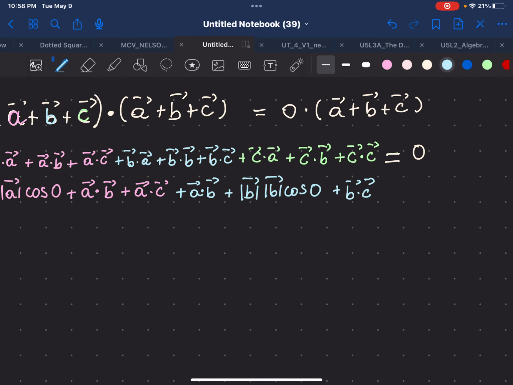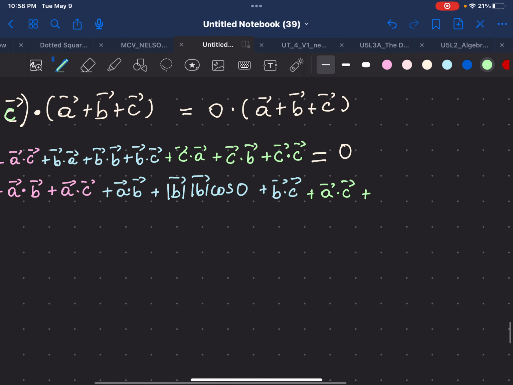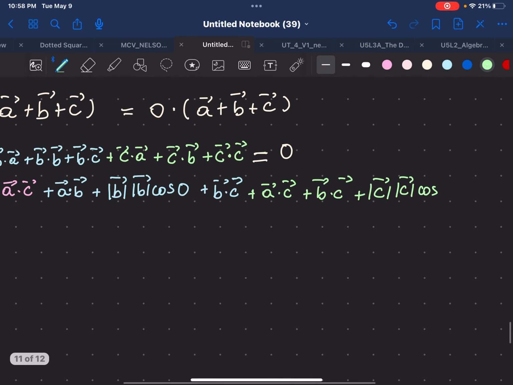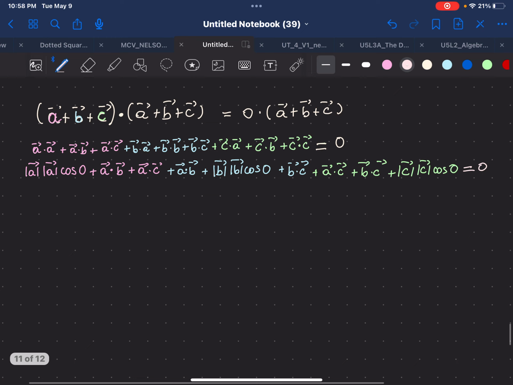We have the terms, the green ones. So c dot a, I'm going to write this in alphabetical order again, a dot c. C dot b, I'll write it as b dot c, and c dot c will be magnitude of c, and then cosine of 0. So this entire thing would be equal to 0. That hasn't changed.